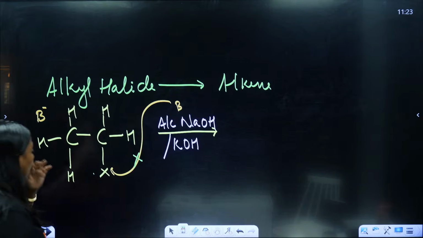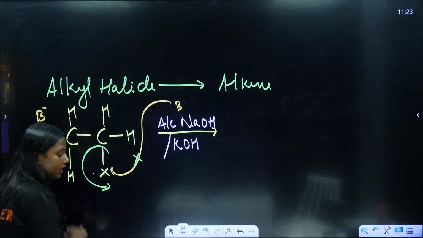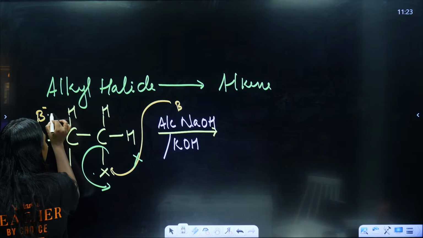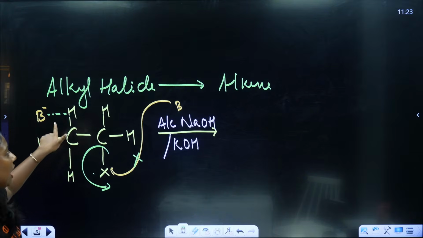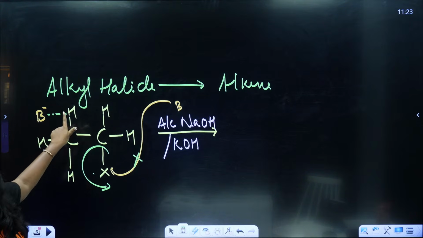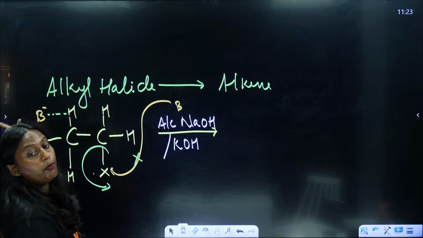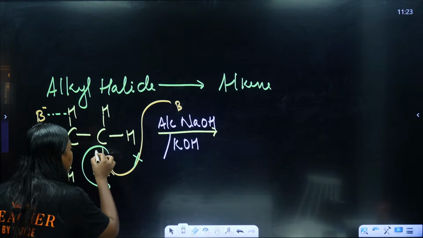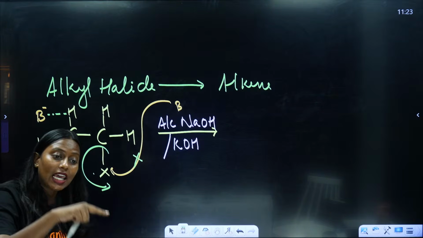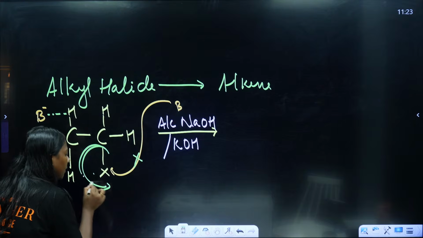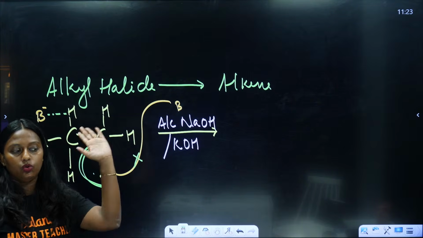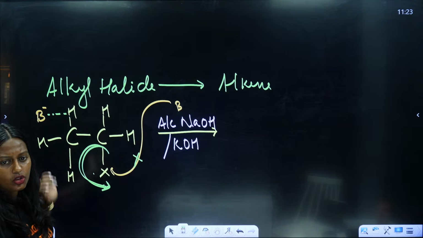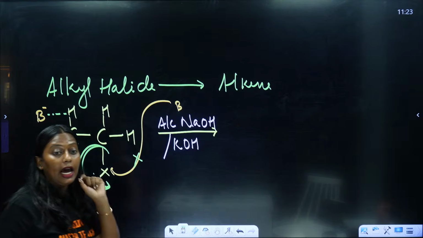So what will happen? Simple. This bond will break. Next, this base will attack this hydrogen. Here you can see a bond forming between the base and hydrogen. At the same time, the halogen leaves from here. The halogen goes from here, and the hydrogen goes from here. The base attacks the hydrogen. Clear?